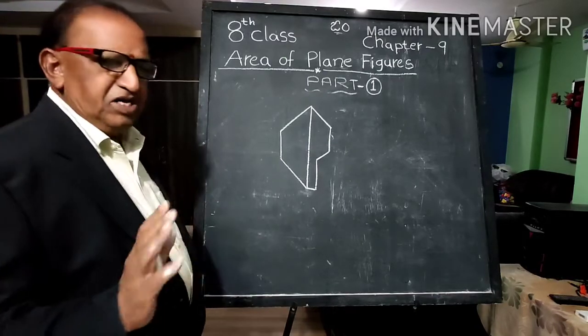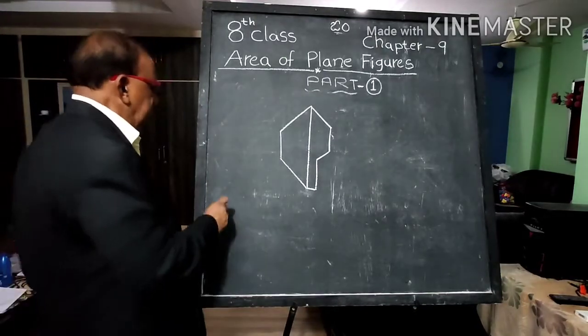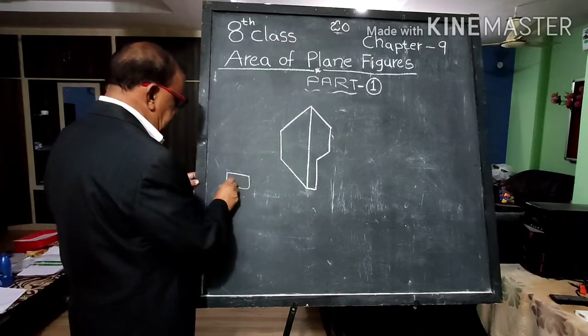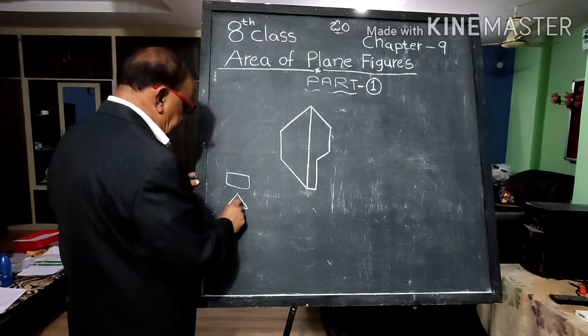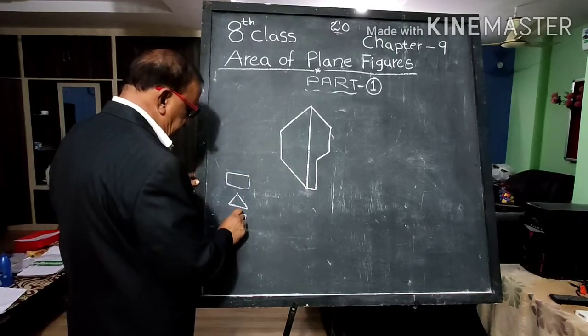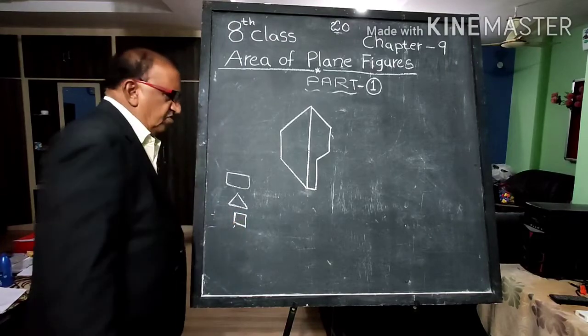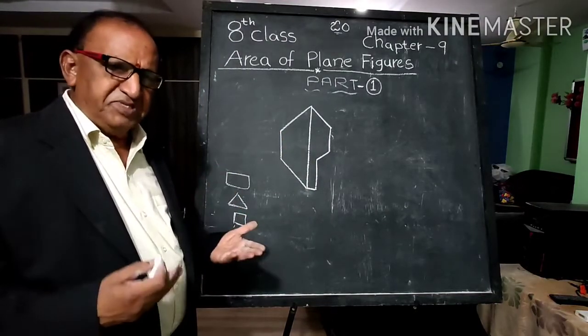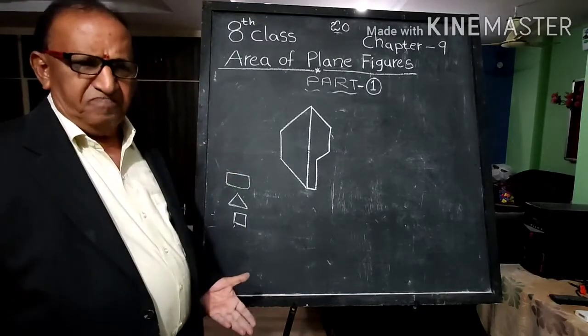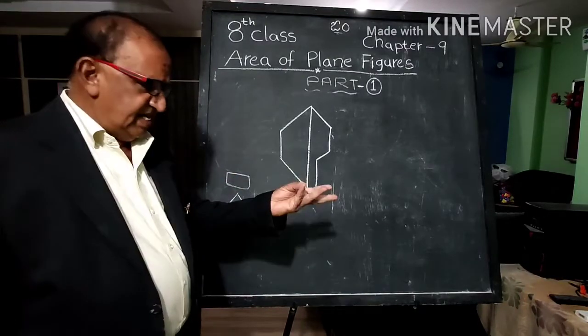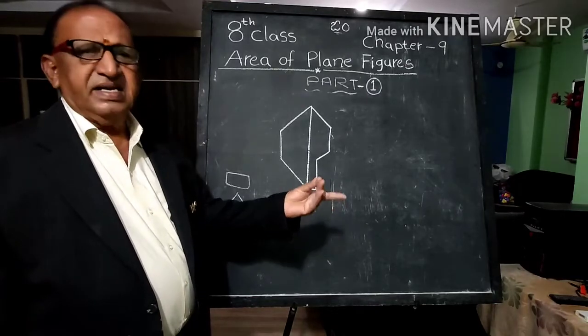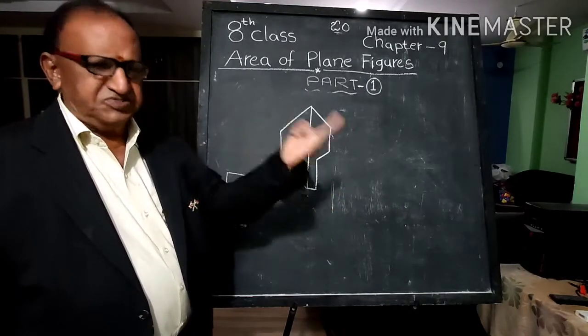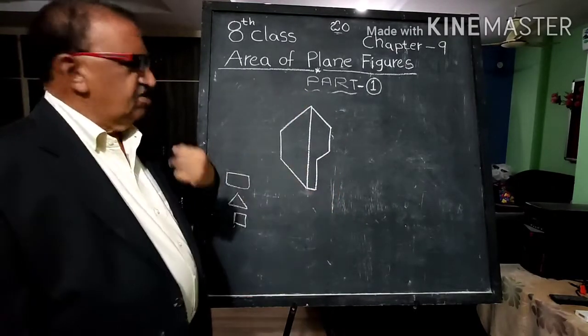And all you have to do is, you know the area of a rectangle, you know the area of a triangle, you know the area of a square. So basically what you do is convert this figure into the shapes that you already know. You know a triangle, a square and a rectangle. These are the three fundamental shapes. Once you know this, then you can find it.